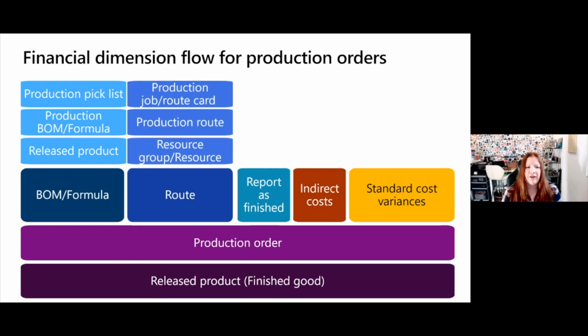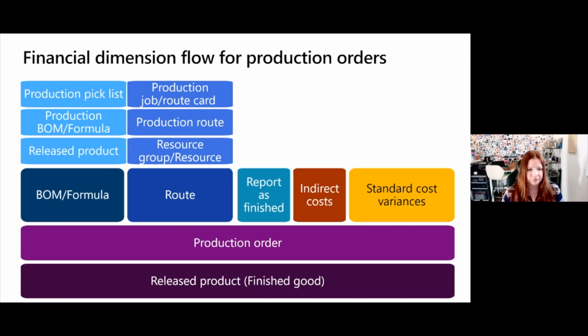The route lines follow similar rules to the BOM and formula. However, for a route, the financial dimensions for each route will come from either the resource or resource group. The resource is always more specific. So if you specify a value on the resource group, you can override the value on a specific resource. The values are copied to the production route, but if you have a dimension on the release product for the production order, it will override the value on the route lines.